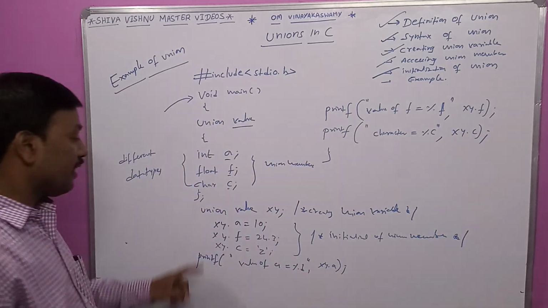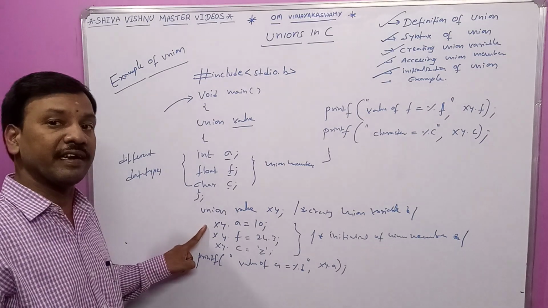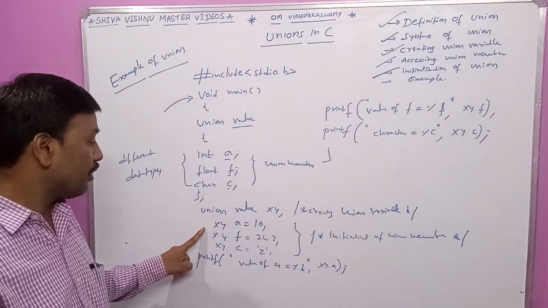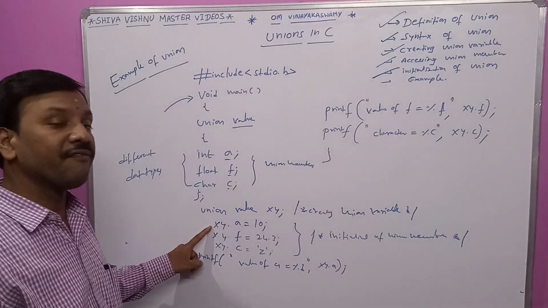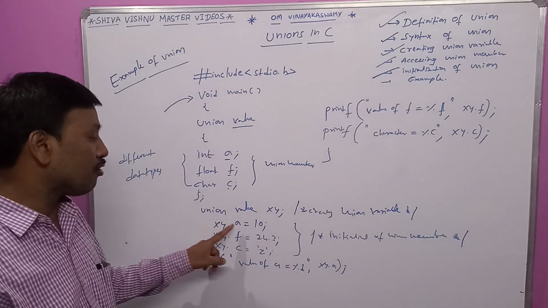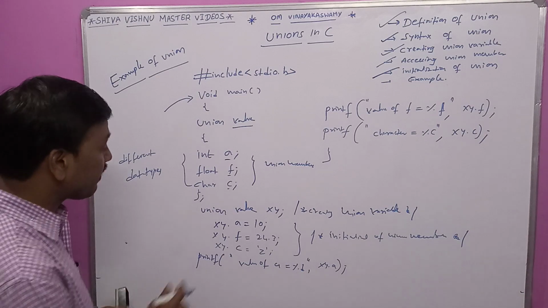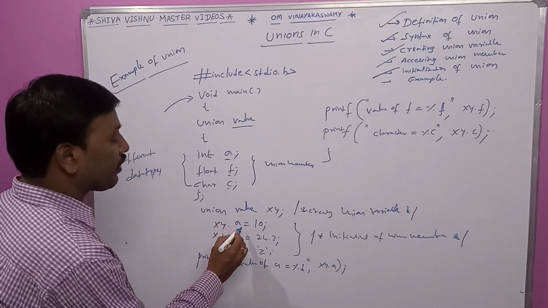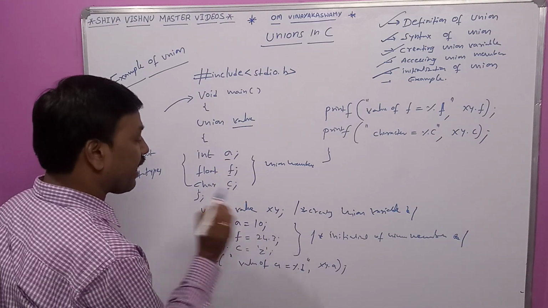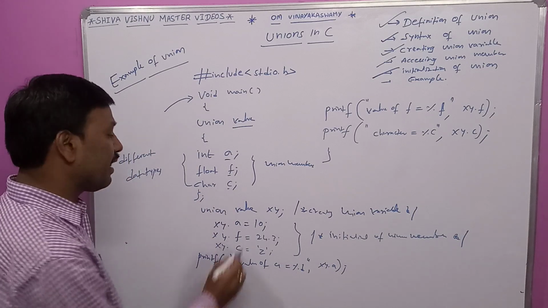Here you can see you follow the syntax. Based on the syntax only you can write. Here you can see the variable name, dot, union member, assignment operator, value, semicolon. Here you can see the example: xy.a, the member, equal 10. Here we are assigning a value of 10.